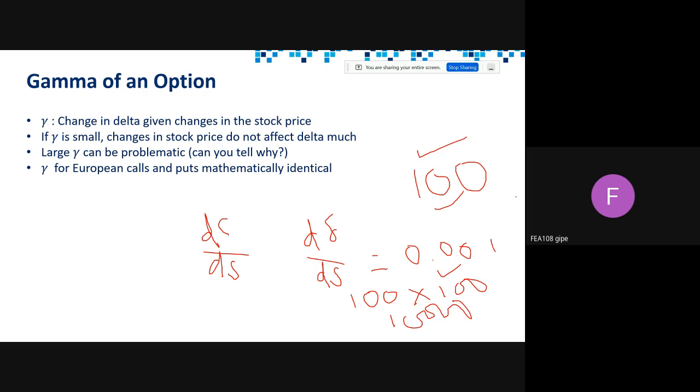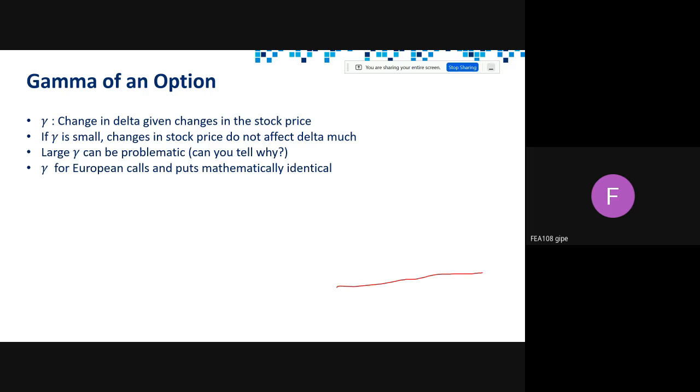Now she is going to spend money for doing this, right? Just to make herself delta neutral, she has to go to the market and keep on buying stock. That's the intuition. It gets 10,000 times magnified with 100 gamma. If it's 1,000 gamma, it gets even more magnified. So that's the problem. That's why large gammas are problematic.